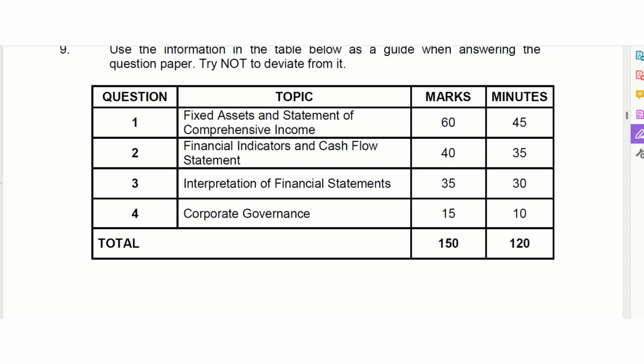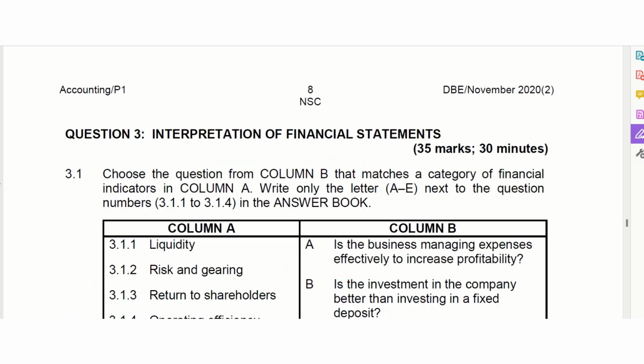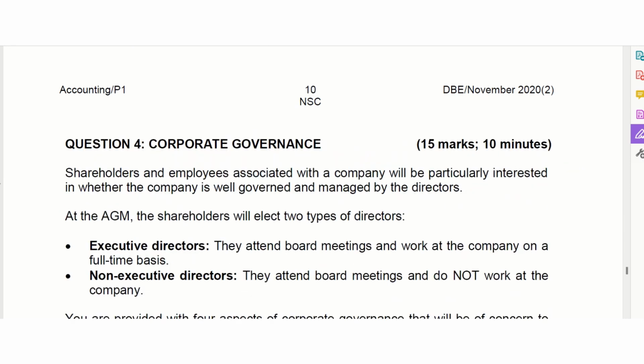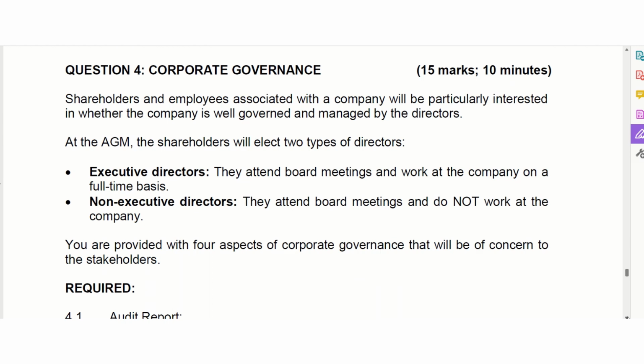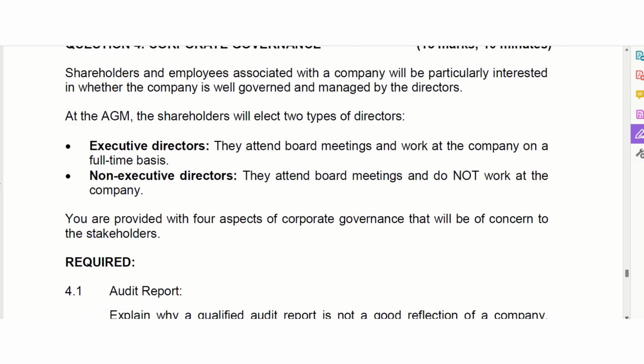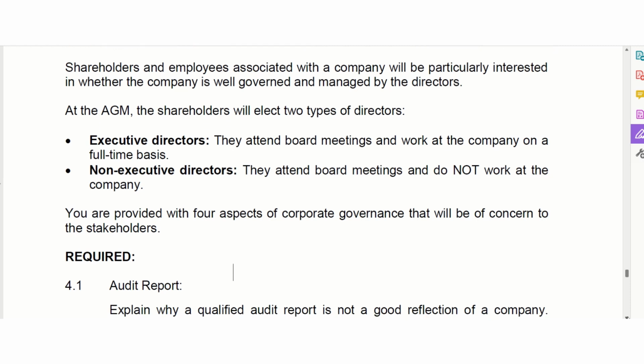Today we're going to be doing question 4, Corporate Governance, which is for 15 marks and 10 minutes. Shareholders and employees associated with the company will be particularly interested in whether the company is well governed and managed by the directors. At the AGM, the shareholders will elect two types of directors. Executive directors. They attend board meetings and work at the company on a full-time basis. Non-executive directors. They attend board meetings and do not work at the company.